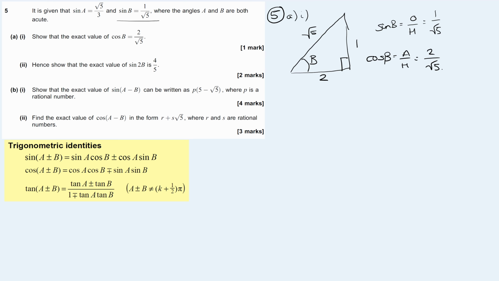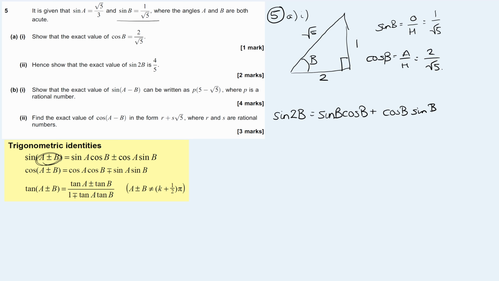Now we've been asked to do the hence: show the exact value of sine 2b. So I thought I'd very quickly grab the trig identity for sine 2b. This is when effectively you think of a and b as the same value to give us the 2. So sine 2b is equal to sine b cos b, plus cos b sine b.